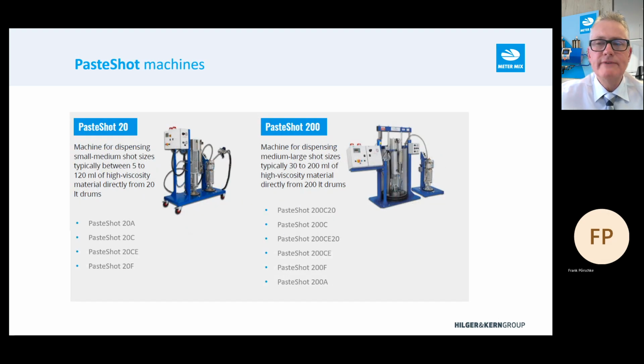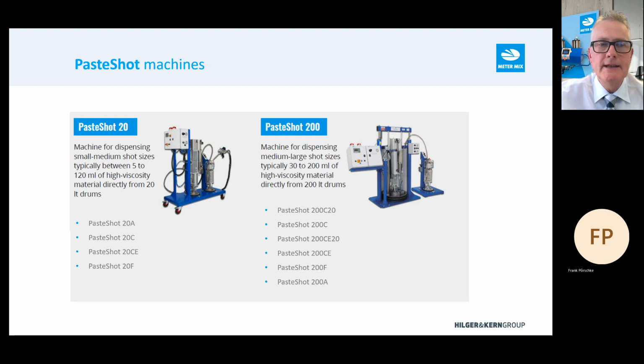So moving on to paste shot machines. Again, there are two different versions, the paste shot 20 and the paste shot 200. So very similar to the paste flow machines, but these are shot machines, so they are dispensing a metered shot. So in essence, these are piston pump machines. They would dispense a shot and then reload, dispense, reload. So you will have this pulsed system.